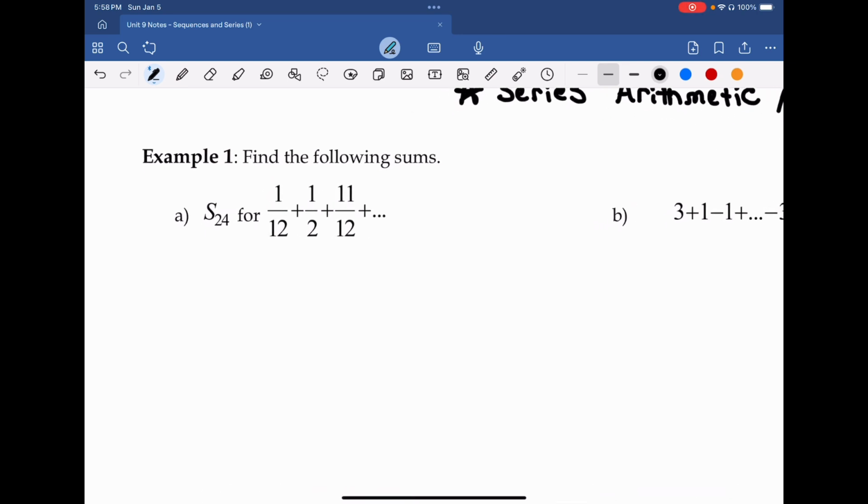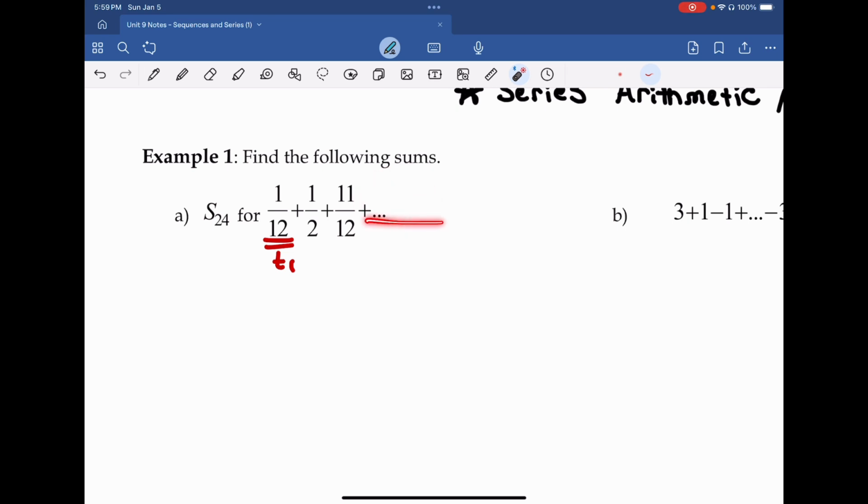They ask us to find the sum for the first 24 terms. That's what S24 means. When we see this new notation of S and then the subscript, they're saying, what is the sum of the first 24 terms? Now, we know a couple things based on this example. First and foremost, we know what T1 is. That's right here. We don't know what Tn is because they gave us an infinite sequence, or an infinite series if we want to call it using our new terminology.